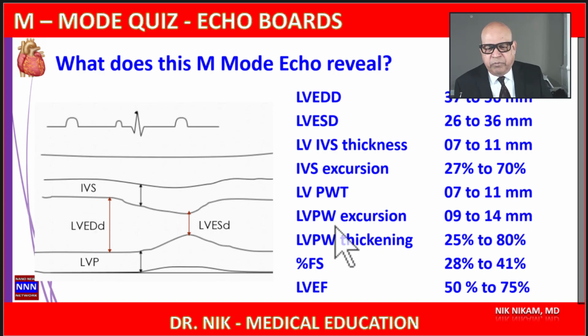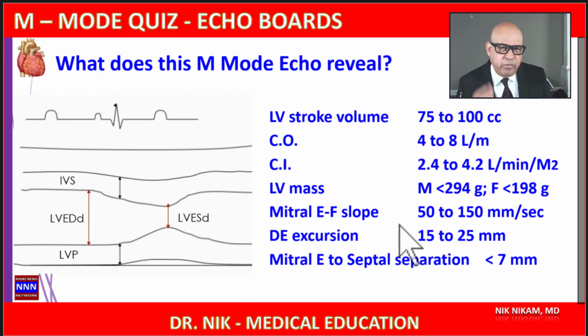centimeter. The posterior wall excursion can be anywhere from 9 to 14 millimeters from this point to this point, and the thickness should go from 25 to 80% during ventricular systole. The fractional shortening of these walls should be 28 to 41%, and the normal ejection fraction is between 50 and 75%.